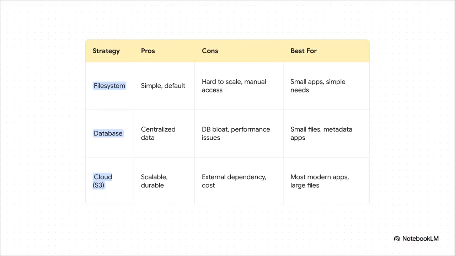First, the local file system. It's simple, it's the default, but it's a real pain to scale across multiple servers. Then there's the database. It's tempting to just stuff the file data in there with everything else, but this can absolutely destroy your database performance. That's why for most modern apps, the answer is cloud storage like Amazon S3. It's built to be incredibly scalable and durable, and it cleanly separates your file storage from your application. That's almost always what you want.